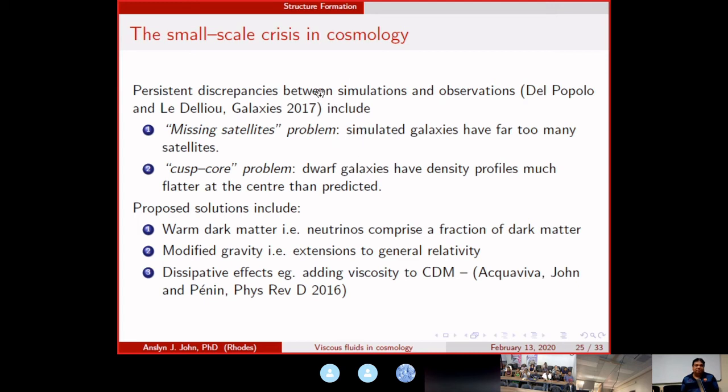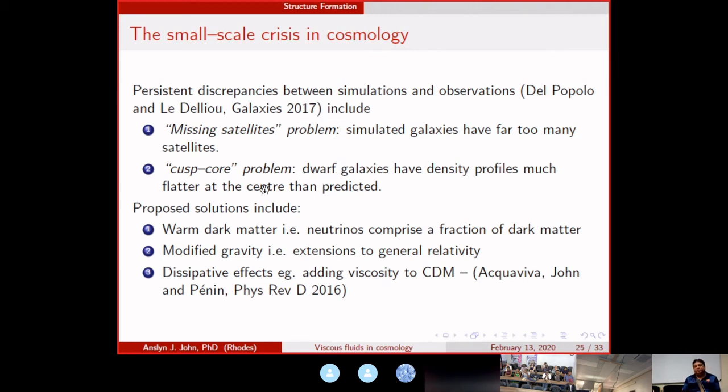Okay, so the small-scale crisis includes a number of problems, and I've just highlighted two of them. One is the missing satellites problem. The galaxies that appear in these simulations have far too many satellite galaxies compared to what we see. There's also the cusp-core problem, where dwarf galaxies have density profiles that are much flatter at the center than the simulations predict. So what's common to these sorts of problems is that they appear on small scales, where our models and our theories seem to predict an excess of structure.